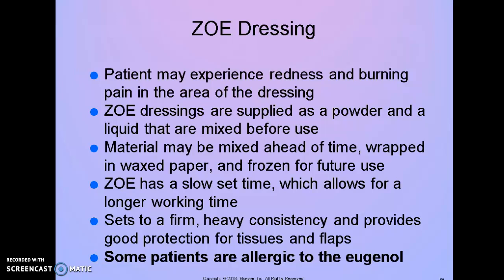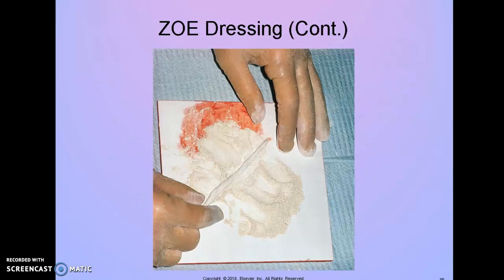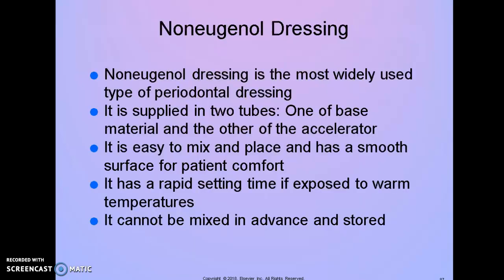This type of material has a very slow set time, which allows for a longer working time. They set to a firm, heavy consistency and provide good protection for tissues and flaps. But remember, some patients are allergic to eugenol, and it should not be used on those patients. So here's a person mixing the powder and liquid to form a bandage for the surgical site.